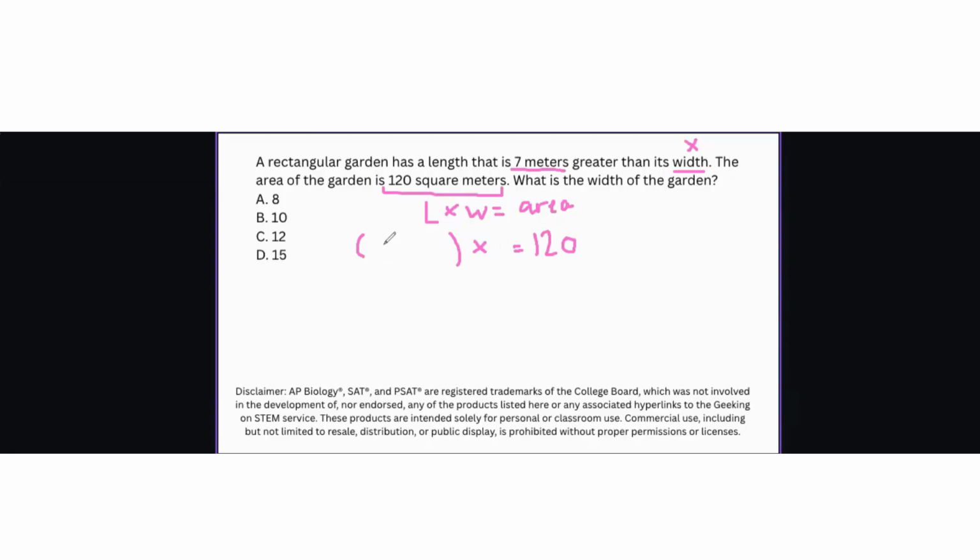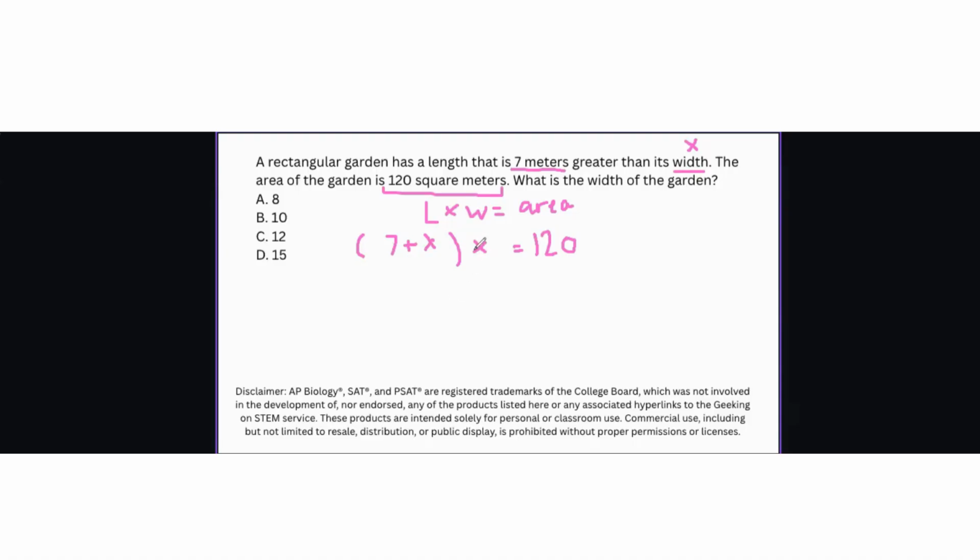So it's confusing because some students might say it is 7 times x, and that isn't what they're saying is the length. They're saying that it's 7 meters greater than the width in terms of the length. So they're technically saying 7 plus w or 7 plus x. Now, noting that, you can go ahead and solve.